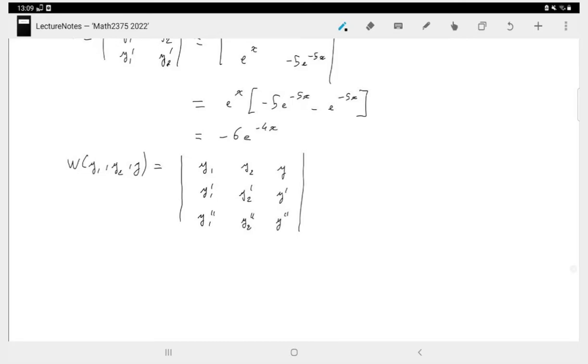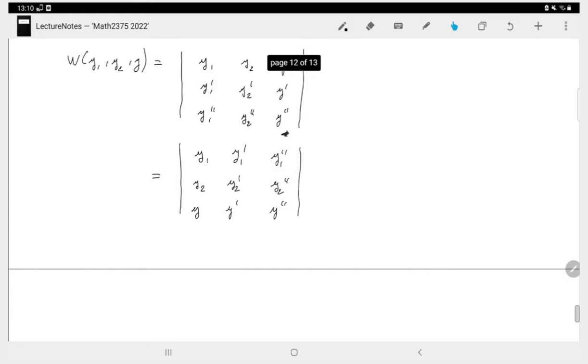What I'd like to do here is to focus my attention on this unknown function, which is y. To calculate the Wronskian, there are a couple of possibilities. What I'd like to do is to transpose the matrix, which gives me the same determinant. By transposing, I'm getting y1, y1 prime, y1 double prime, then y2, y2 prime, y2 double prime, and then y, y prime, y double prime. So that's my transposition.